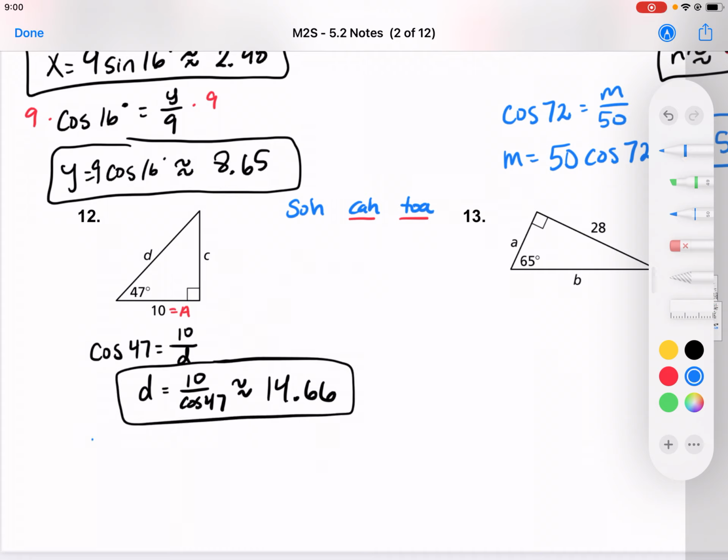Now I might use tangent, so tangent of 47, since it also has the adjacent, is equal to the opposite, so c over the adjacent 10. This one, I don't have to do the swap. I'll just multiply both sides by 10. So c is 10 times tangent of 47. And then we just type that in. So 10.72.